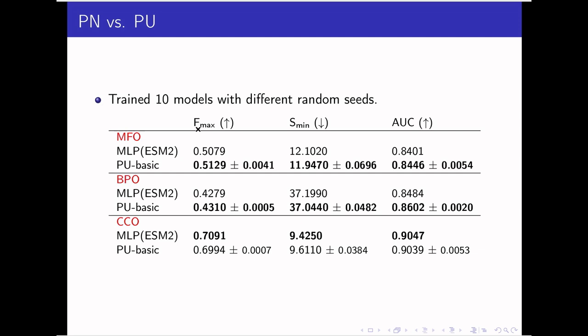We use standard metrics in the protein function prediction task like Fmax, SMIN, and AUC. And we trained 10 models with different seeds just to check that our performance is not given just by a random initialization of the models.